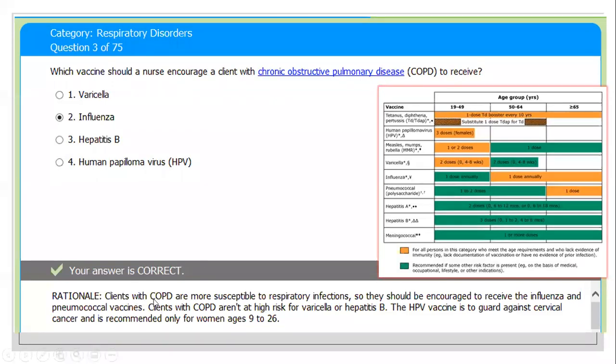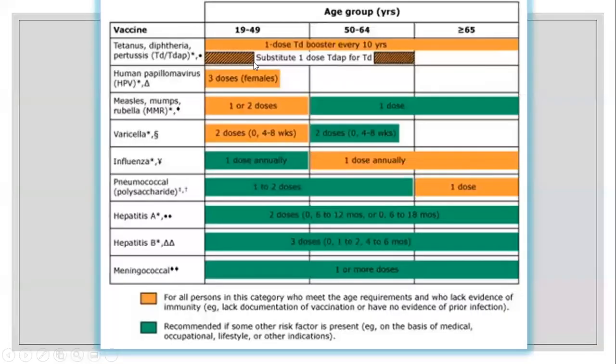The rationale says clients with COPD are more susceptible to respiratory infection, so they should be encouraged to receive influenza and pneumococcal vaccine. Clients with COPD are not at risk for varicella or hepatitis B. The human papillomavirus vaccine is to guard against cervical cancer and is recommended only for women aged 9 to 26 years old.